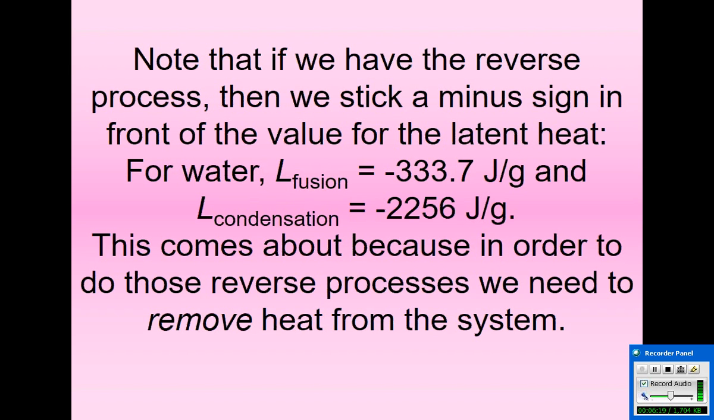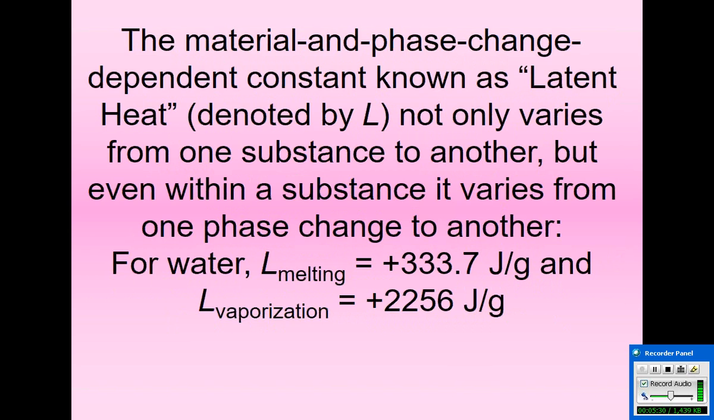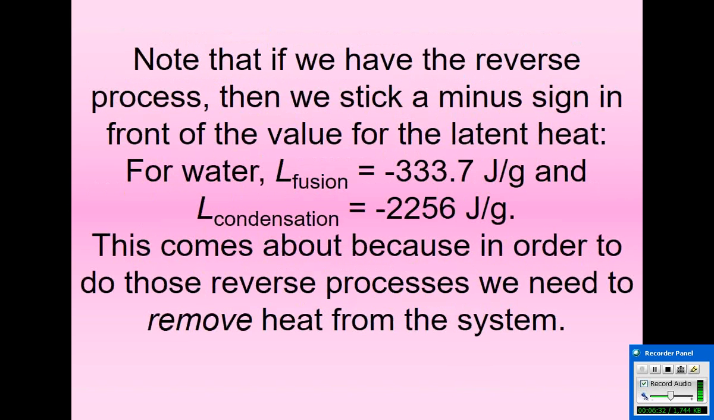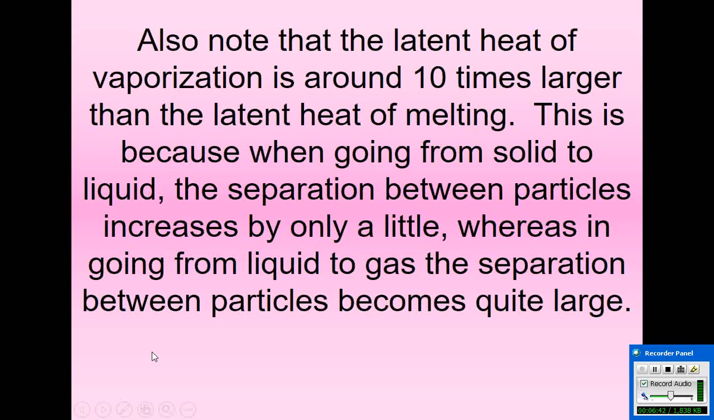of water, I'll have steam at 100 degrees Celsius converting into water at 100 degrees Celsius. I have to remove 2,256 joules per gram. So the latent heat of condensation for water is negative 2,256 joules per gram. The latent heat of vaporization/condensation is about 10 times larger than the latent heat of melting/fusion, as I pointed out earlier.